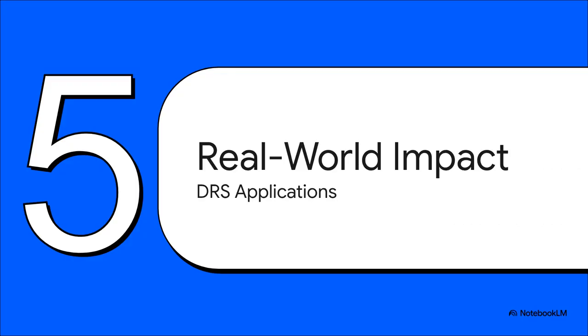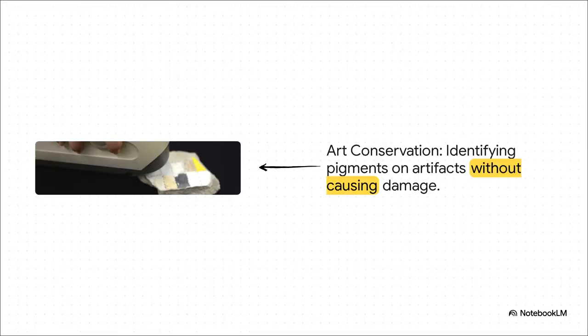Okay, so we've covered the theory and the tools. Now for the really fun part. What is this actually used for? This is where it gets incredibly exciting, because the applications are just all over the place. Let's start with art conservation. Imagine being able to walk up to a 2,000-year-old Roman fresco with a handheld DRS device pointed at the wall and identify the exact chemical pigments the artist used. You can do that, all without taking a single physical sample. It's completely non-destructive, which is a total game changer for preserving our history.